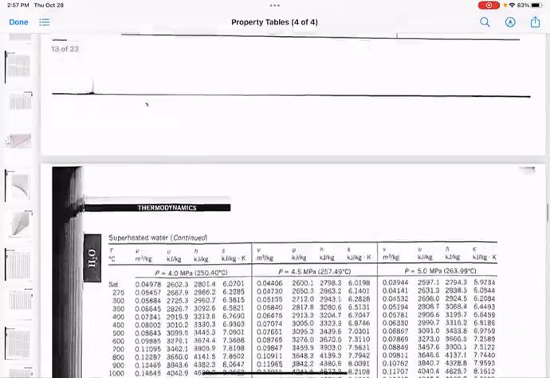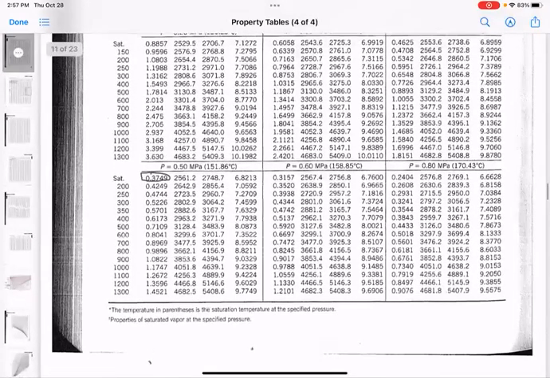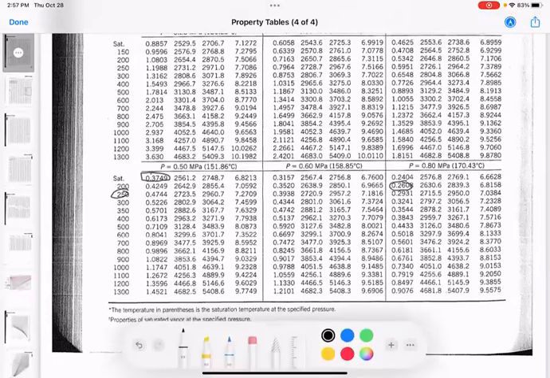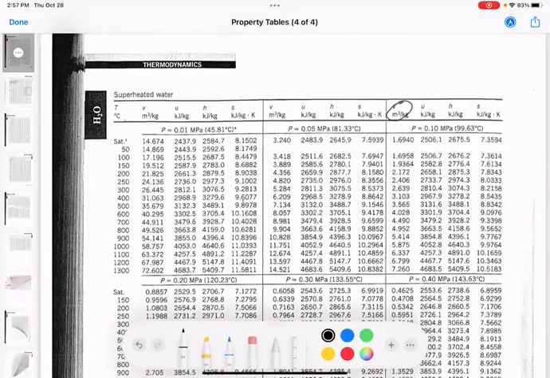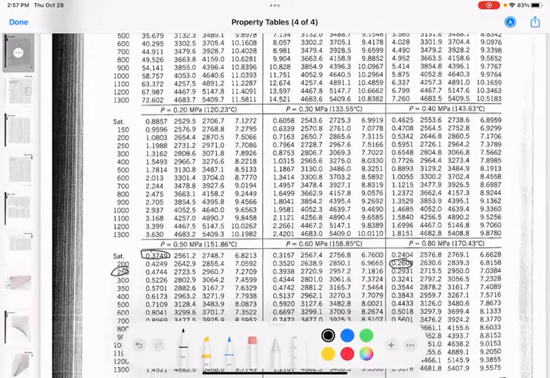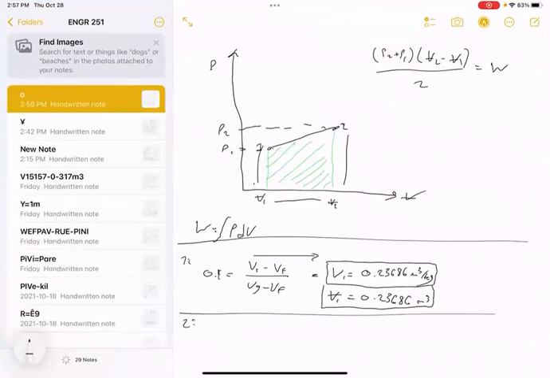So 0.8, because 800 kilopascals is 0.8 megapascals. 0.8 and 250. So good, we do have an entry for that. We are on that line. So 0.2608 is the specific volume, right? This is what that column is. 0.2608 is our next specific volume, 0.2608 meters cubed per kilogram. And again, to get the actual volume, we just multiply it, in this case, by 1, because our mass is 1 kilogram. And we're going to get 0.2608 meters cubed.